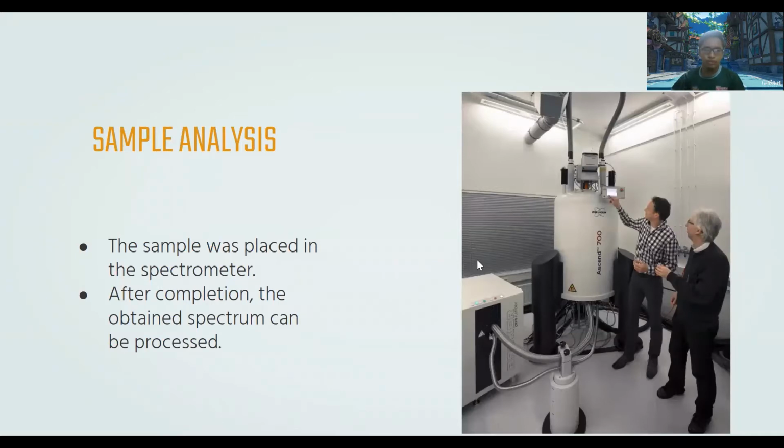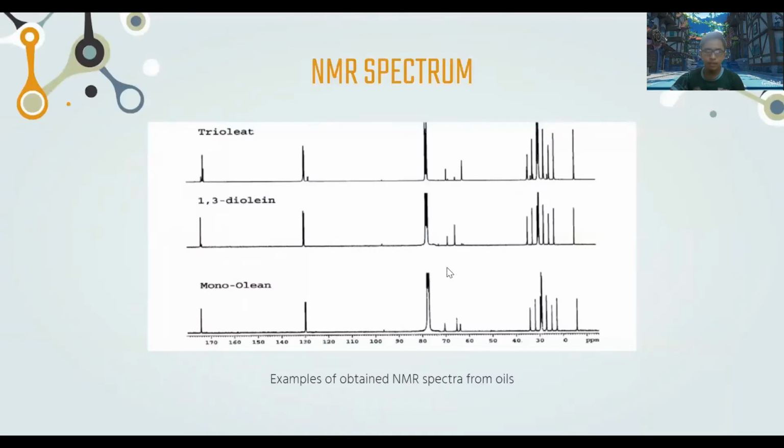Then to begin our sample analysis, the sample is placed in the spectrometer. After completion, the obtained spectrum can be processed. This is an example of NMR spectra of some sample oils.